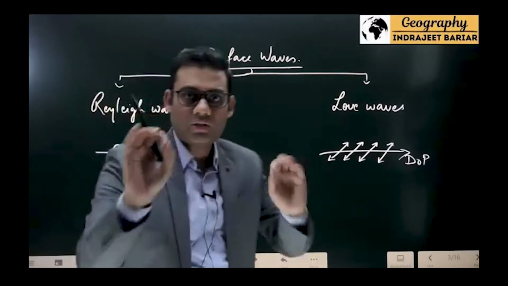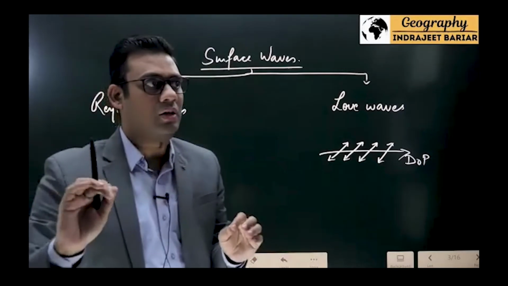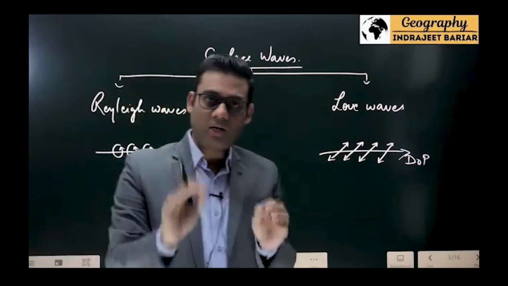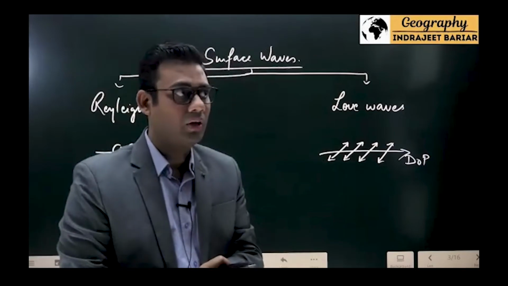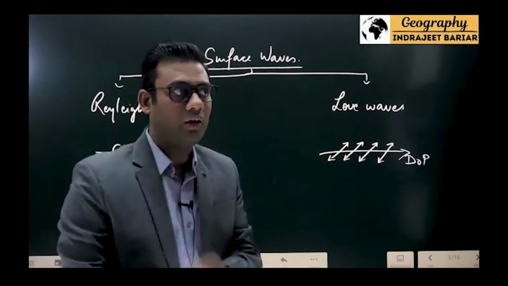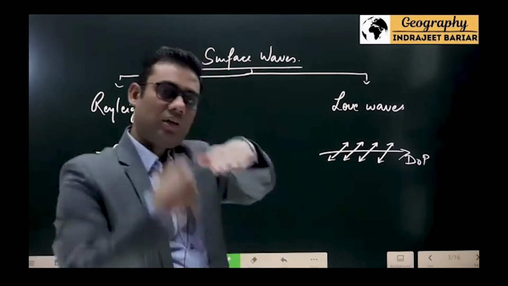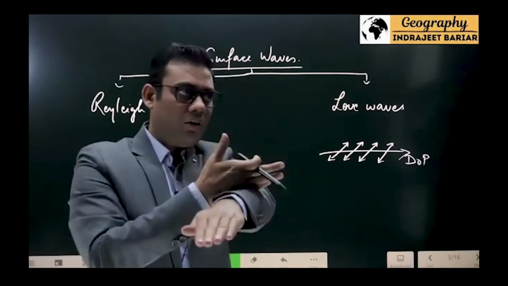So in all these three cases, what I can see is the direction of propagation and the vibration of particles. What is the angle between them? In all these three cases, 90 degrees. Just now you have done like this or like this or like this. Everything is 90 degrees only.